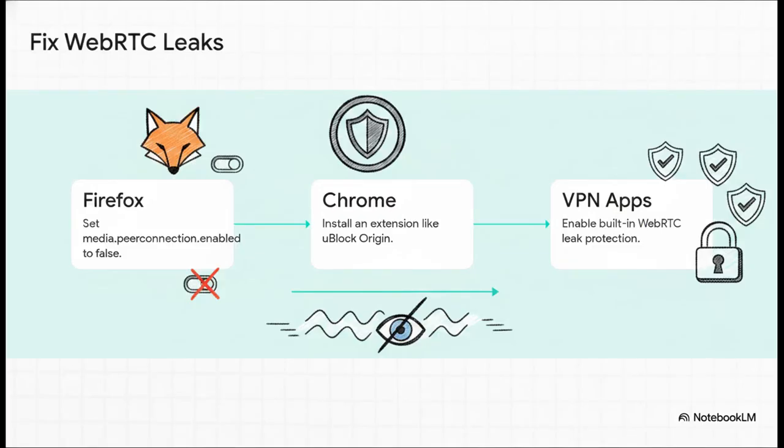So how do we actually fix this? Well, here are the exact actionable steps, depending on your setup. If you're using Firefox, just dive into your about:config settings, search for media.peerconnection.enabled, and simply set it to false. Boom, that disables WebRTC entirely. Now, if you're on Chrome, there isn't a native toggle, so you'll need to install an extension like uBlock Origin to handle it for you. And honestly, the easiest fix for most of you? Commercial VPN apps like ExpressVPN, NordVPN, and ProtonVPN now have built-in WebRTC leak protection toggles right in their settings. Go find it and turn it on.